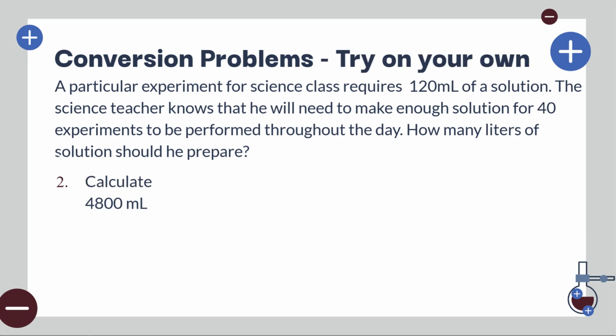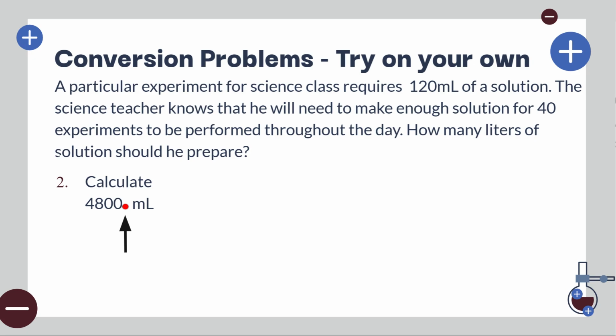Now, the second step to solving this type of problem is to calculate. You are already given 4,800 millimeters of solution that should be used. Now you need to convert this to liters. You can pause the video to solve on your own. So now that you have paused and solved, you should have gotten 4.8 liters. And in case you didn't, this is how to solve it.